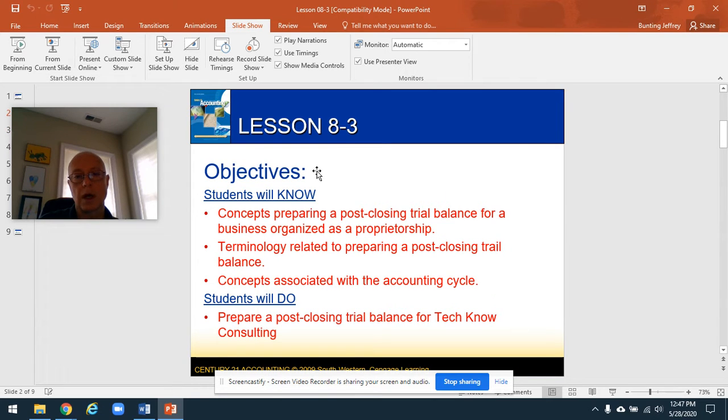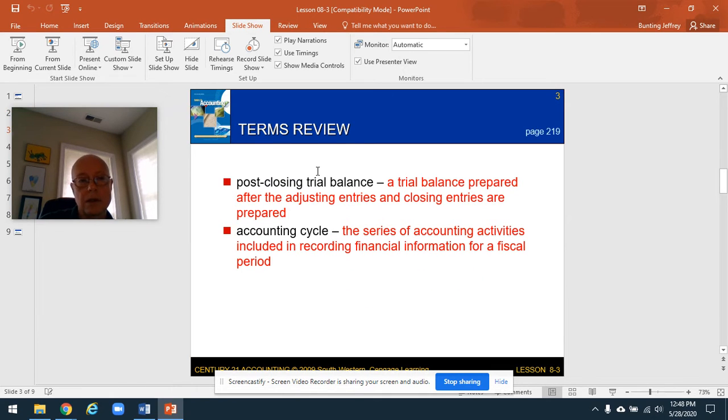So we are going to prepare the post-closing trial balance. We got some vocab, so you need to know what a post-closing trial balance is. It's what we do. When we did Chapter 6.1, 6.2, we went through and we pulled the balances out of all the temporary and permanent accounts. And we put them in a list and we verified the equality of debits and credits.